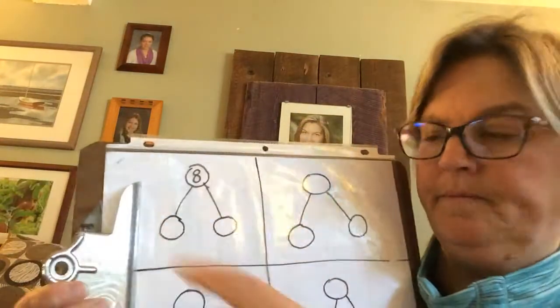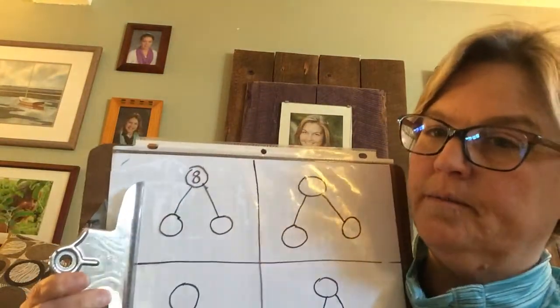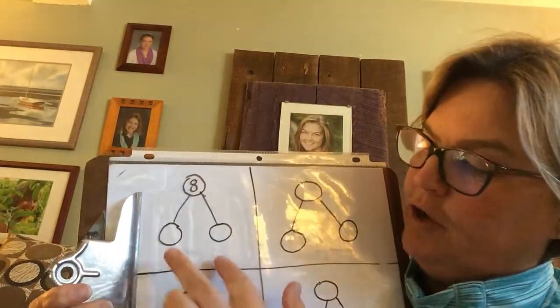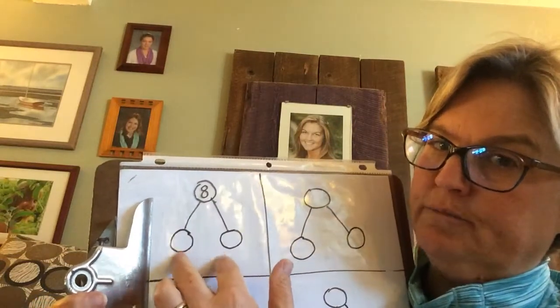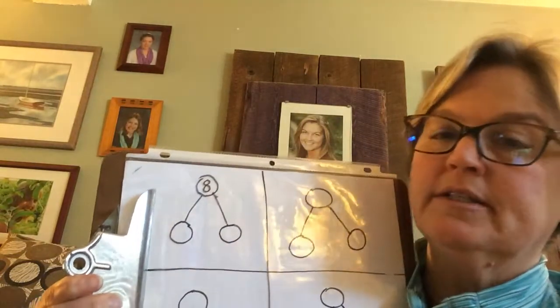All right, so in the first number bond, I want you to put the number 8 as your whole. Number 8 is your whole. Okay? Show me one way to break 8 into 2 parts.